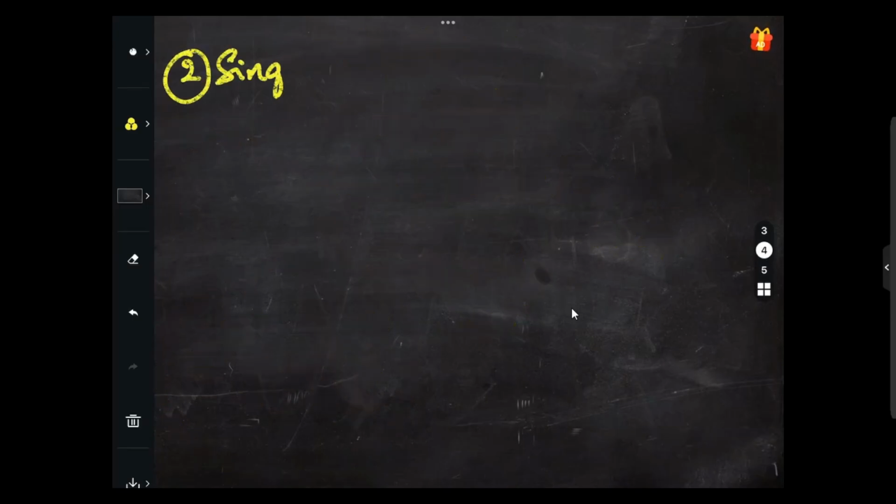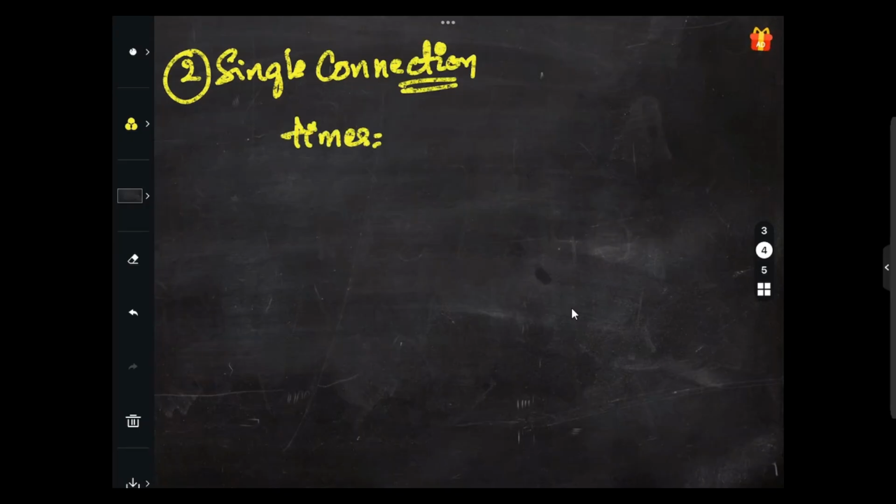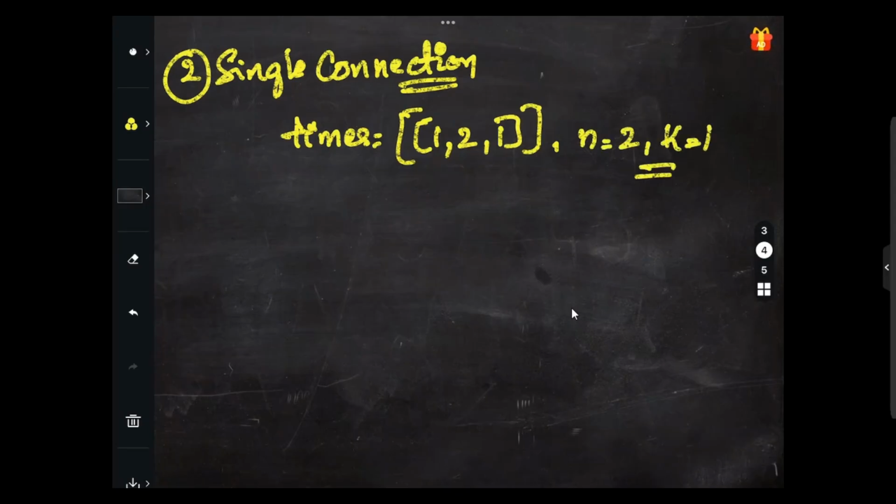Nothing but the single connection. When I say single connection, for the input, let's consider times as [[1,2,1]]. Let me give n equals 2 and k equals 1 in this case. So the output will be 1 in this case. The direct path is available, so the output will be 1.